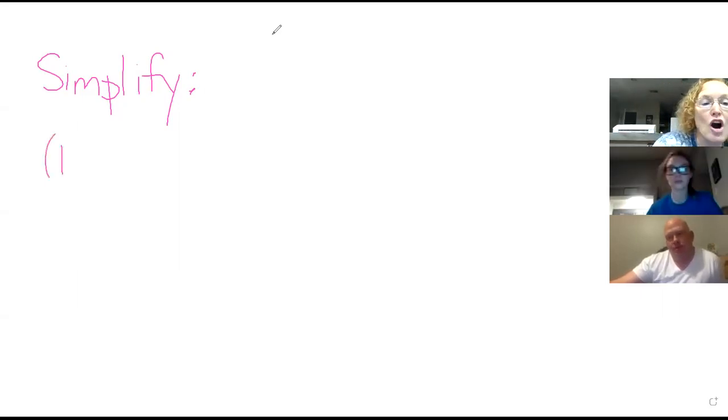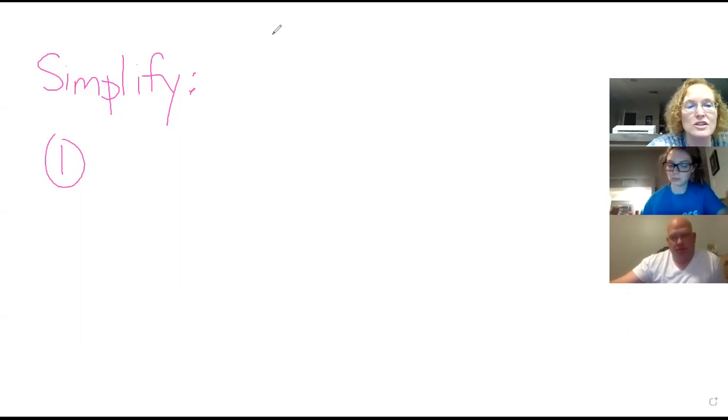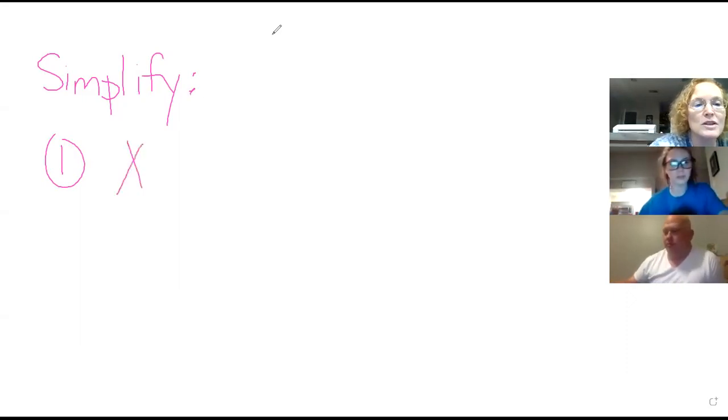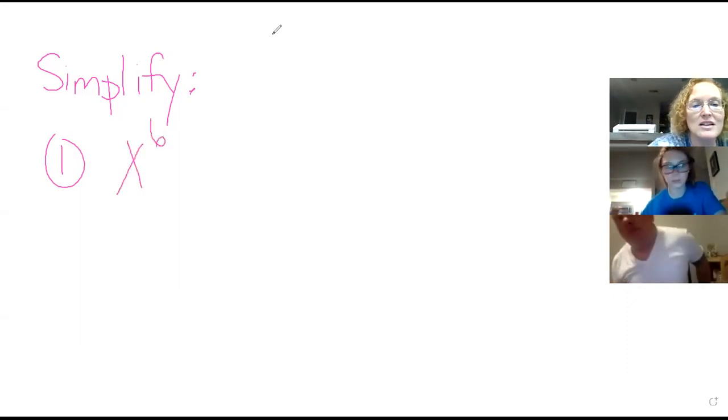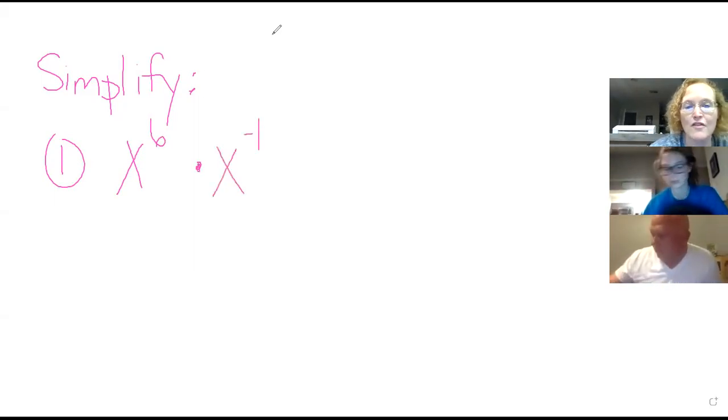So I'm going to start off with the smaller ones, and then we'll get to some that are a little bit bigger in just a minute. So for this first one, we're going to have x to the sixth times x to the negative first.